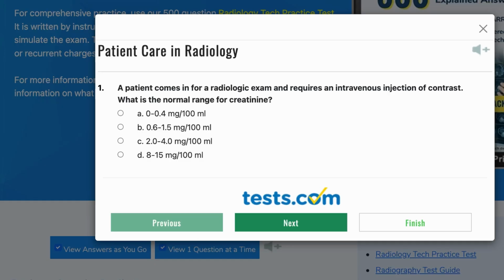A. 0 to 0.4 milligrams per 100 milliliters. B. 0.6 to 1.5 milligrams per 100 milliliters. C. 2.0 to 4.0 milligrams per 100 milliliters. D. 8 to 15 milligrams per 100 milliliters.